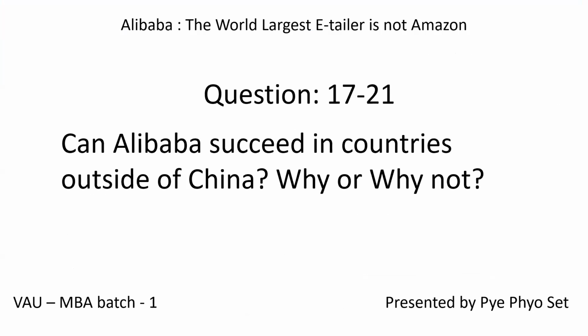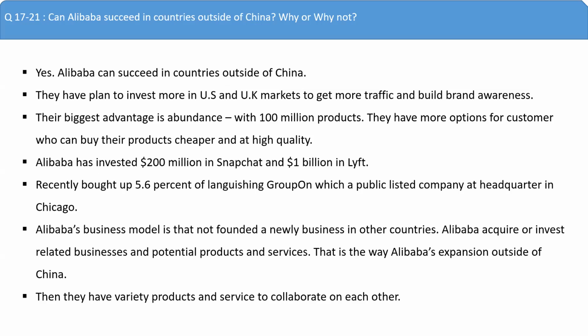Another question is 17-21. Can Alibaba succeed in countries outside of China? Why or why not? I think yes, they can succeed outside of China. They plan to invest more in US and UK markets to get more traffic and build brand awareness. Their biggest advantage is abundance. They have 100 million products. They have more options for customers, who can buy products cheaper and of high quality.